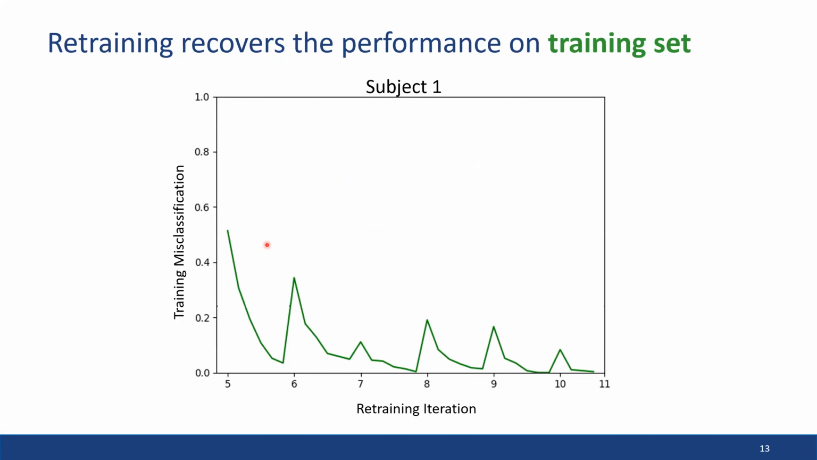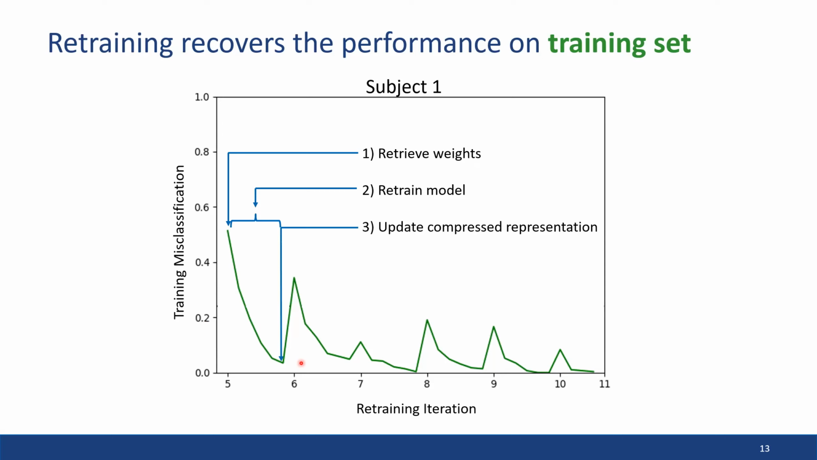In this slide, we see the training misclassification rate for subject 1 over multiple of these retraining iterations. At the beginning of a retraining iteration, we retrieve our weights and store them into the model. If we test our model at that point, we see that we have a poor classification, or a high misclassification rate. However, as we start to do some retraining epochs, we see that we can reduce the misclassification by quite a number of percentage points. And at the end, after we finish the retraining of that subject in this retraining iteration, we update our compressed representation as well as the non-compressible weights.